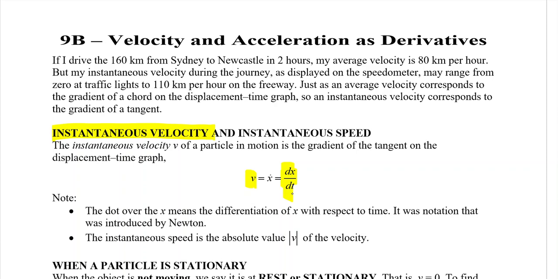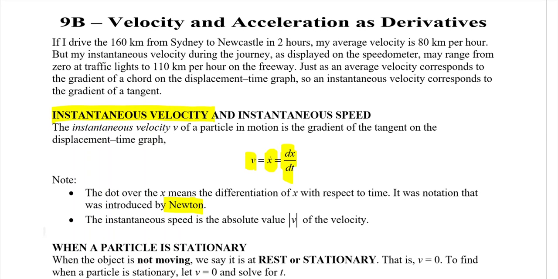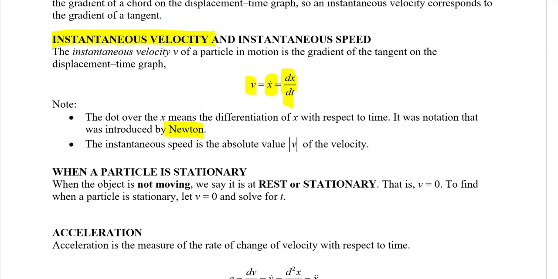Now there's another type of notation that you will see in here. There's this middle one that has an x with a dot above it. That is a notation, it says down here, introduced by Newton himself when we're differentiating these types of equations. So we will be using that quite a bit. It's much faster than writing out dx over dt all the time.